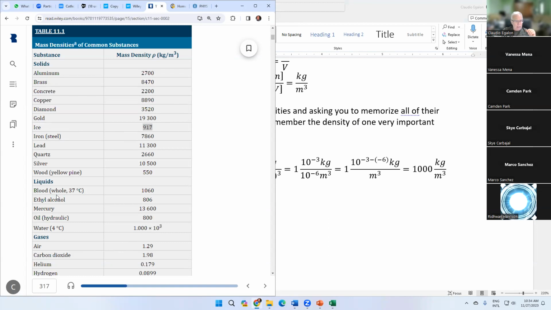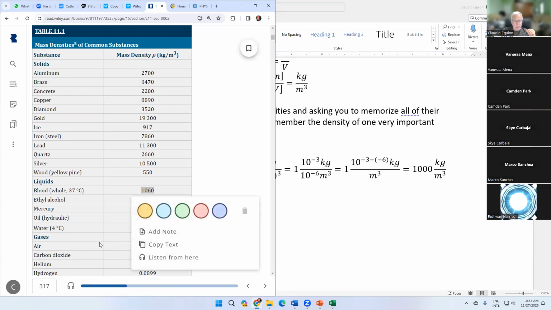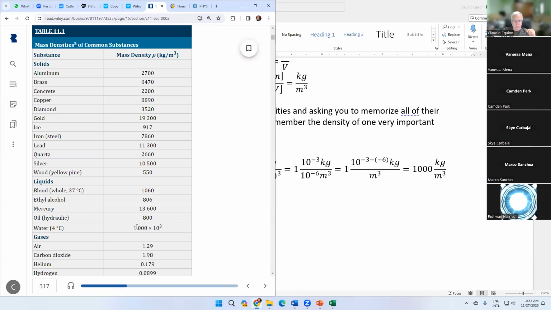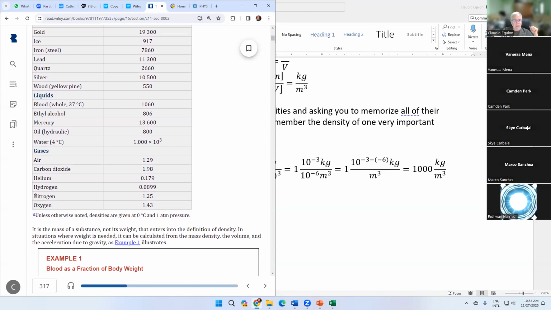Okay, and the density of blood is a little bit higher than water. Remember that we are made up of 70% water, right? It's very close, only 6% difference between blood and water. Ethyl alcohol is 806, oil is 800, right? Remember that oil and water don't mix. If you mix water with oil, it's going to float above water. And then we have the density of gases. Density of gases is very low, 1.29 for air, 1.98 for carbon dioxide, and so on, okay?